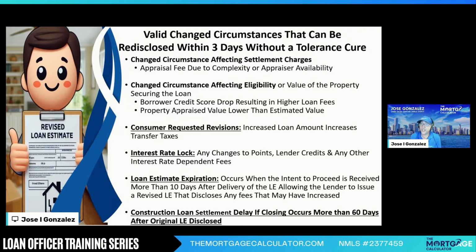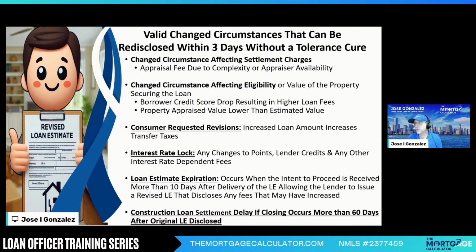Third category, consumer requested revisions. So borrower tells you to increase the loan amount, transfer taxes increase. Well, redisclose the higher transfer tax because the borrower requested to increase the loan amount. If you do not redisclose the new higher transfer taxes within 3 days, now you have a tolerance cure for the increase in transfer taxes.